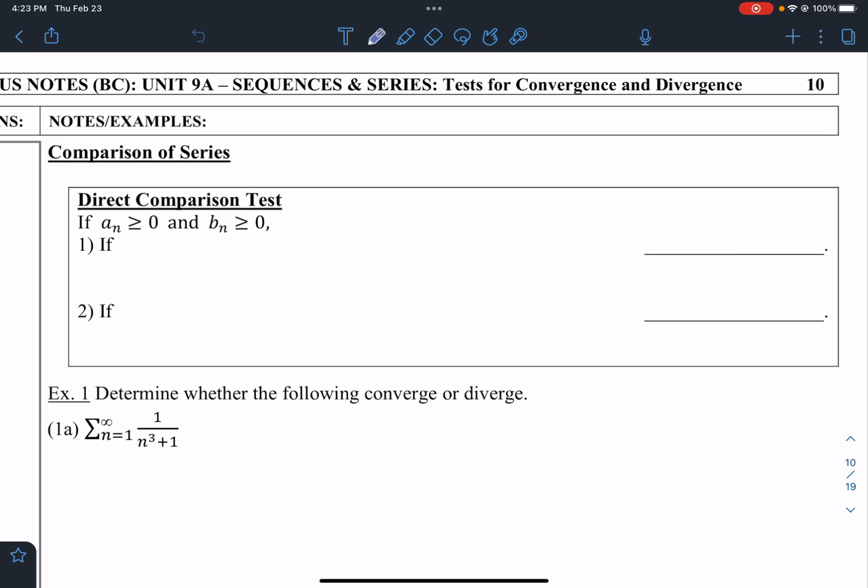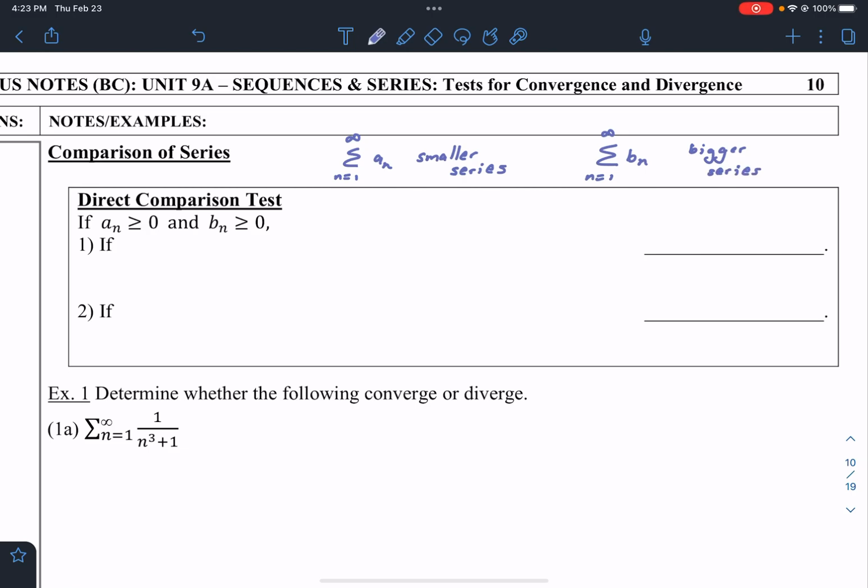So if we're going to talk about a sub n and b sub n, if n is equal to 1, the a sub n is going to be whatever the smaller series is whenever I start talking about this. Okay, so the smaller values, and then the b sub n is going to be a reference to the bigger series.